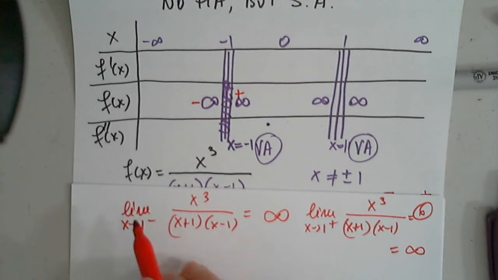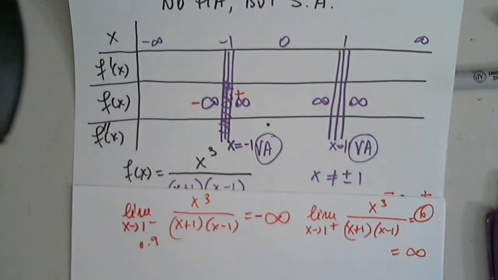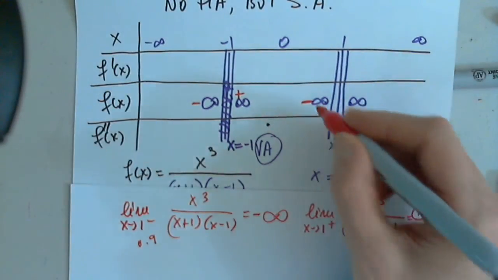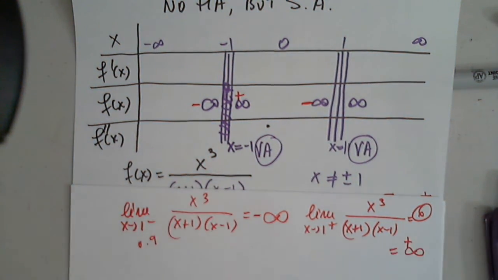So 1 from the left means 0.9. Can you tell me the sign when you plug in 0.9? You don't have to calculate anything. We don't need the number. We just need the sign of the answer. It's negative. Excellent, indeed. Positive, positive, negative. Great job. And here, with 1 from the right? Positive. Very good. Positive, positive, positive. Well done.